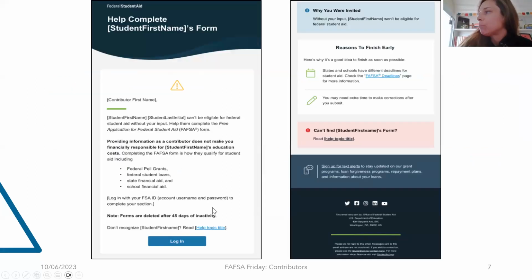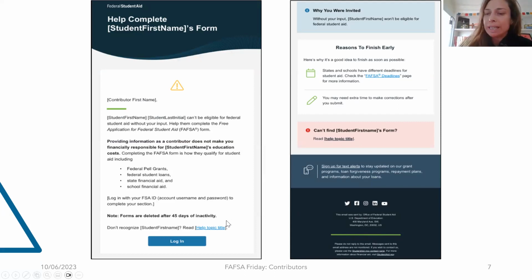This is what the email will look like when the parent or other contributor receives the invitation. You'll see that it gives some information about what serving as a contributor means, as well as what it does not mean. I want to point out down here where it says that forms are deleted after 45 days of inactivity.